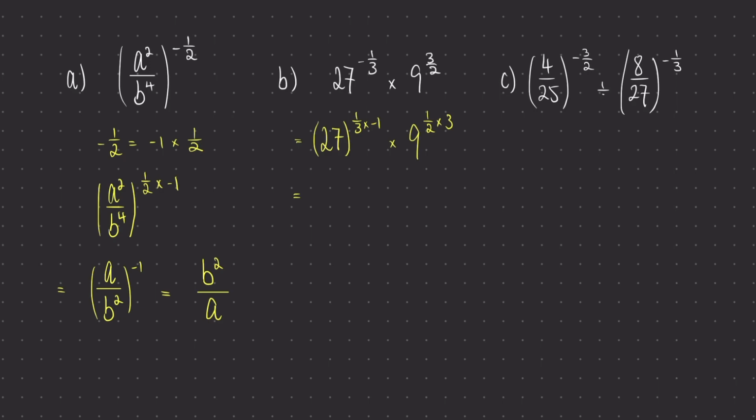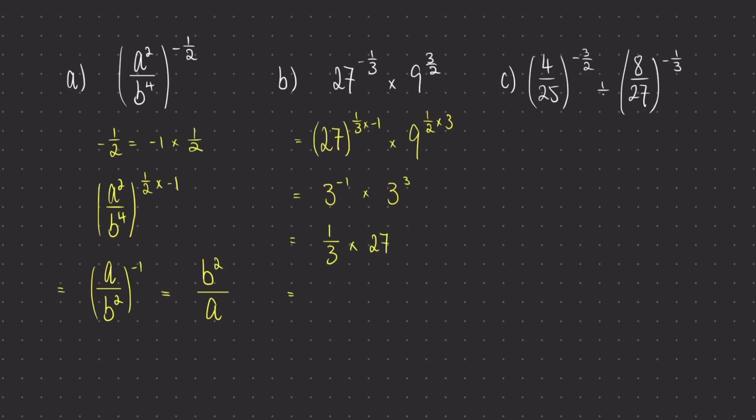So 27 to the power of 1/3 is the third root of 27, which is 3, and then we've got the power of -1. Then I have 9 to the power of 1/2, which is the square root of 9, which is also 3, and then I'm going to have the power of 3. Power of -1 is just the reciprocal, so I'm going to have 1/3 multiplied by 3 to the power of 3, which is 27.